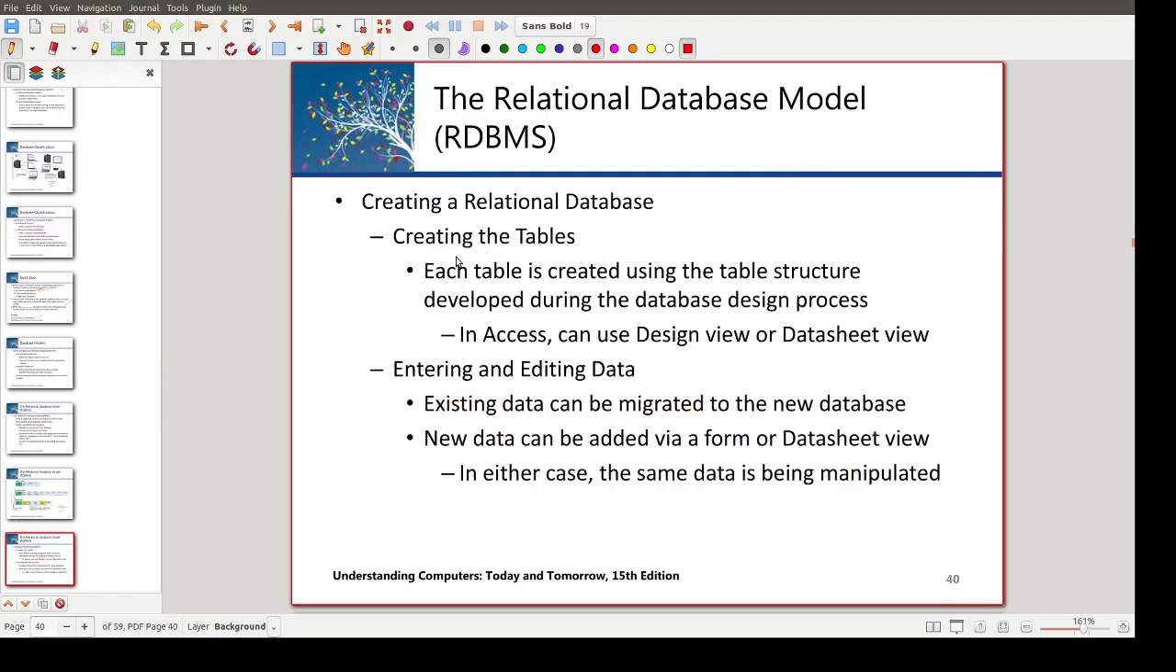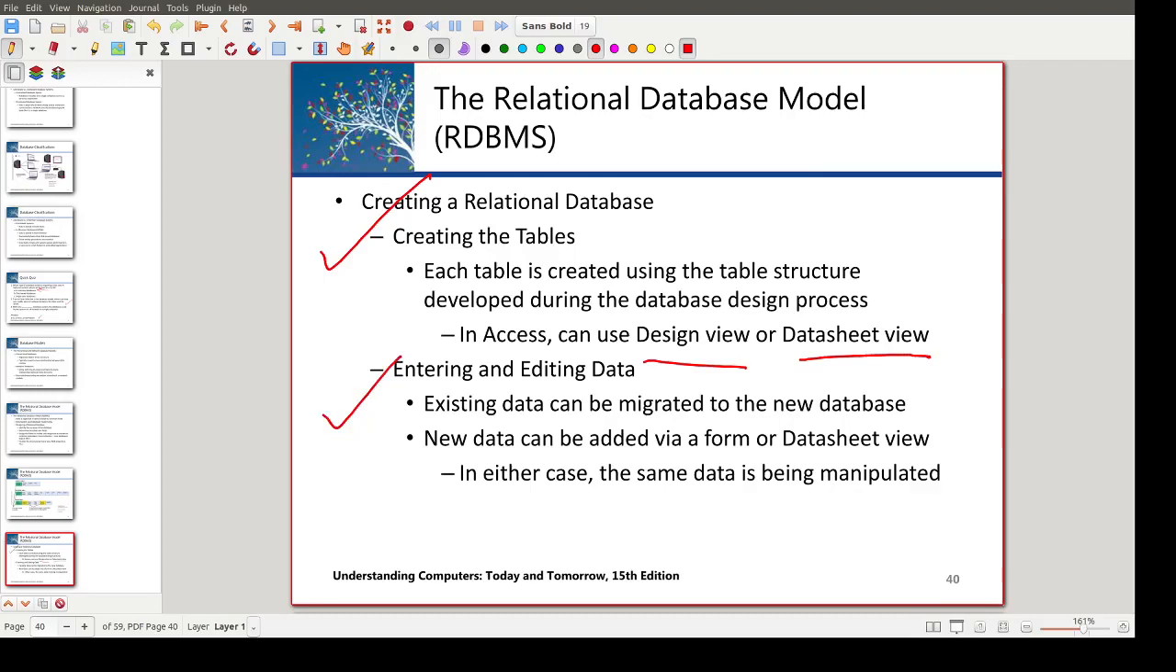Creating a relational database, first you create the tables. Each table is created using the table structure developed during the database design process. If you use Microsoft Access, you can use the design view or the datasheet view. So you created this data, then you have to enter the data.